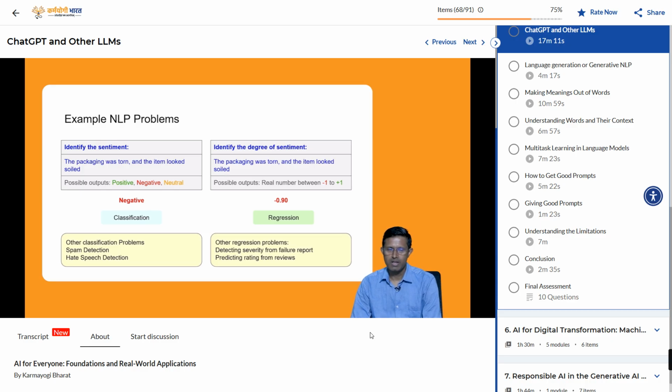Then we can also predict ratings from reviews. These reviews can be e-commerce reviews, or they can be reviews of different policies or schemes which are launched by the government, and what people are saying about them. Based on that, we can also identify the kind of satisfaction rating of the user. Another problem where we can model the task as a regression problem.